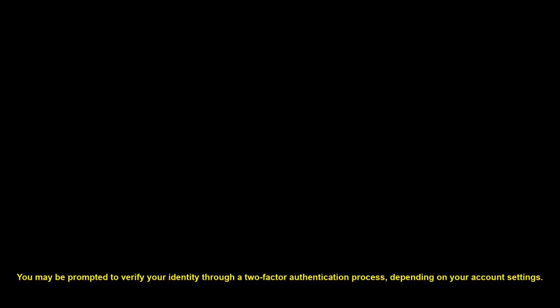You may be prompted to verify your identity through a two-factor authentication process, depending on your account settings. Follow the on-screen instructions to complete this verification, if necessary. After successful login, you will land on your QuickBooks Online dashboard. From here, you can easily navigate to your bookkeeping tasks related to insurance claims. Familiarize yourself with the layout to find the features you will frequently use. Now you are ready to manage your insurance claim bookkeeping effectively in QuickBooks Online.